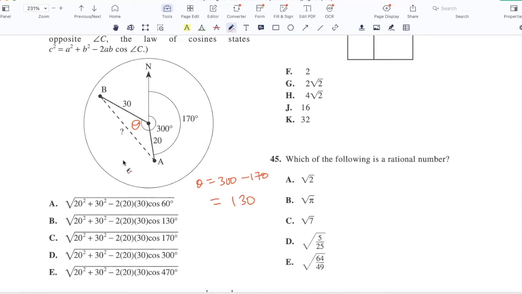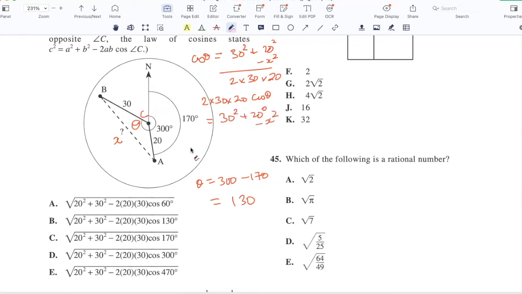So let's say this is x. Then in triangle ABC, cos theta would be 30 squared plus 20 squared minus x squared over 2 into 30 into 20. So 2 into 30 into 20 cos theta is equal to 30 squared plus 20 squared minus x squared. So x squared is 30 squared plus 20 squared minus 2 into 30 into 20 cos theta, which is cos 130 degrees. So x will be square root of 30 squared plus 20 squared minus 2 into 20 into 30 cos 130. So that's option B.